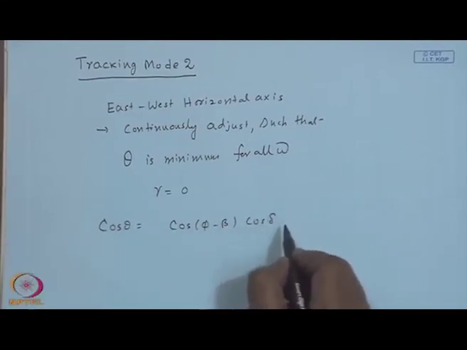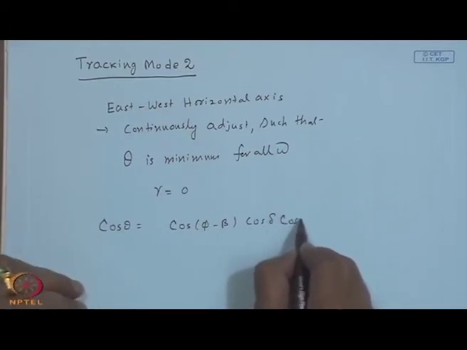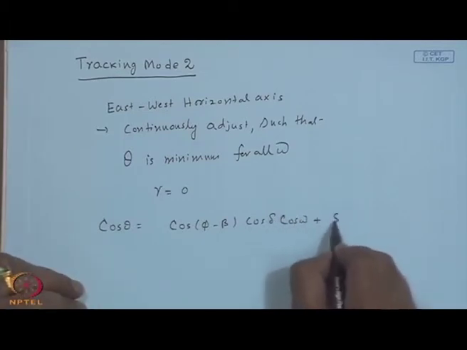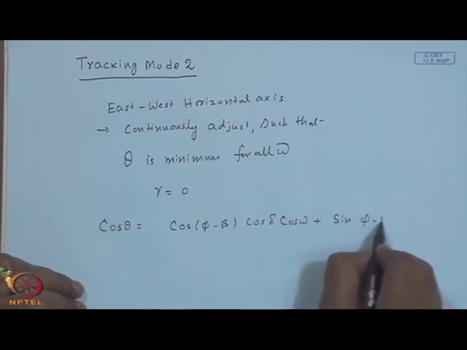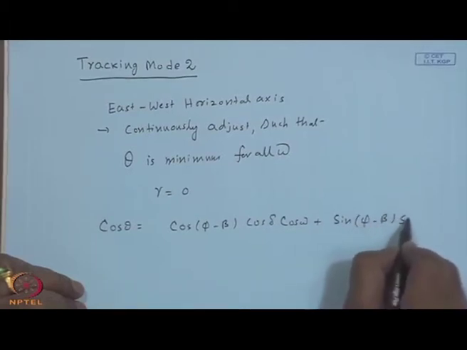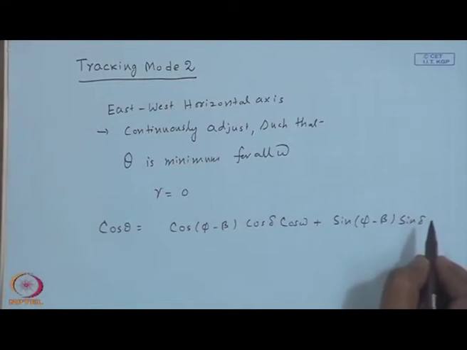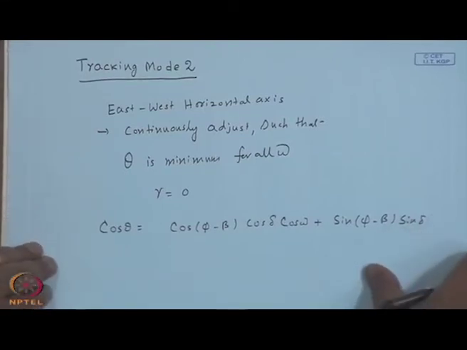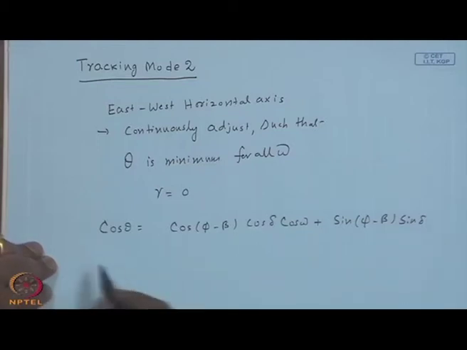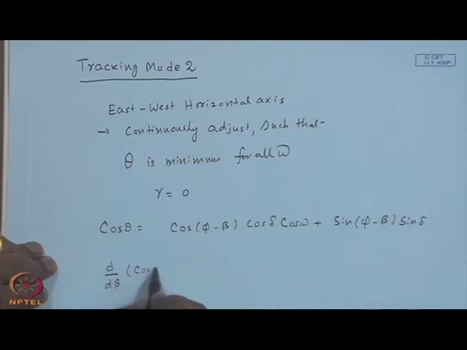cos delta cos omega plus sin(phi minus beta) sin delta. Now, our objective is to make theta a minimum. So, what we do is we do d by d beta of cos theta and equate it to 0.